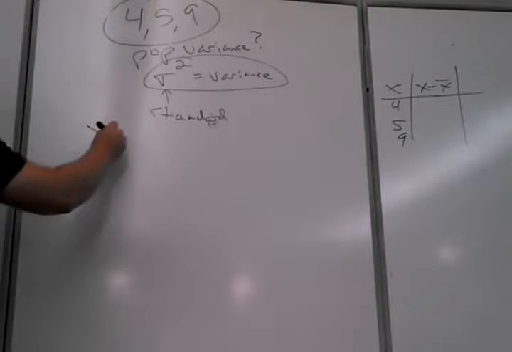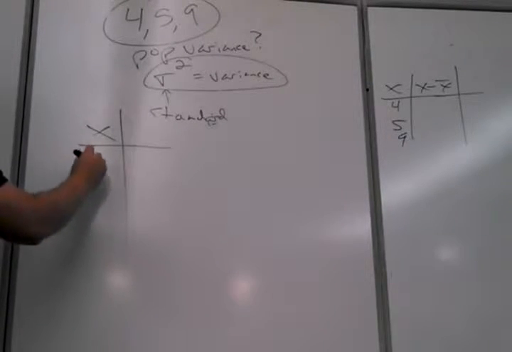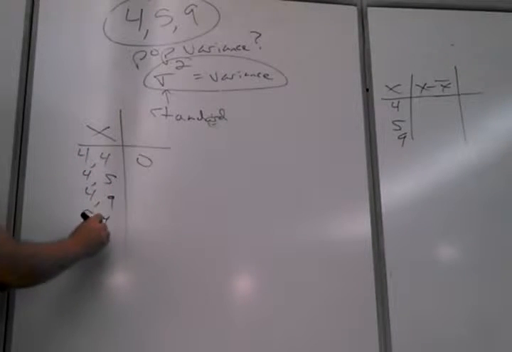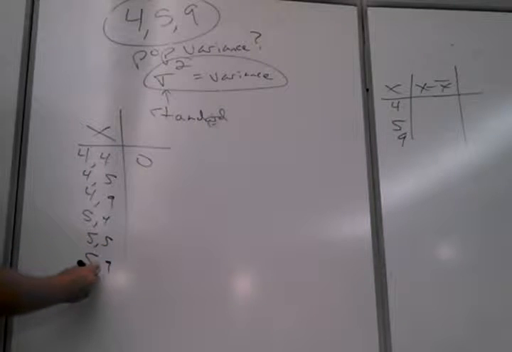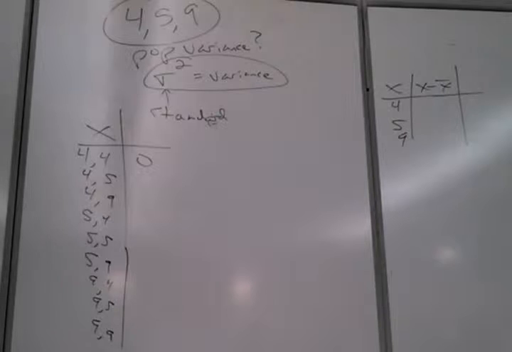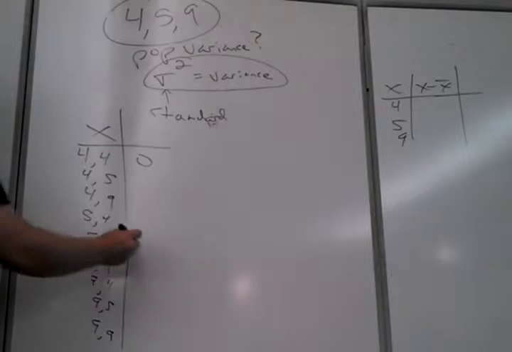So, they give me the samples. So 4, 4 is 0. 4, 5, 4, 9. 5, 4, 5, 5. 5, 9, 9, 4, 9, 5. That's all the possible samples of size 2. And they give that to you. It's already created for you. It's nice. So that's 0, and that's 0.